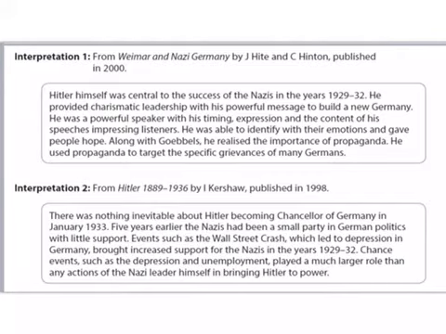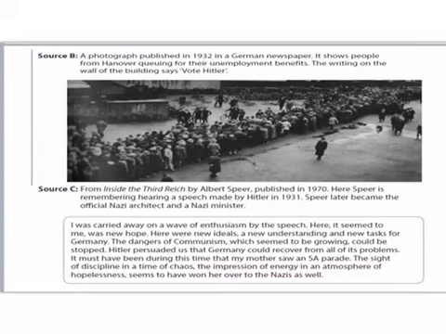the previous question. So that source B is linked to interpretation 2. We're talking about the impact of the depression and unemployment. There we go. So that interpretation is making reference to the powerful speaking abilities of Hitler. The key then is matching up the sources correctly. So you're going back to these sources now.